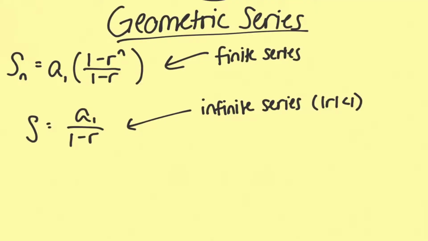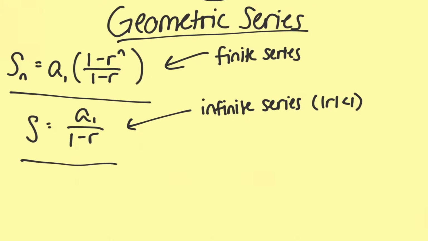When you're solving a geometric series problem, the first thing you need to figure out is if your series is finite or infinite, because we have two different formulas. For a finite series, you want to use this formula. If you have an infinite series, and assuming that the absolute value of your common ratio is less than 1, meaning your r value can be between -1 and 1, you can use the formula where you have the first term divided by 1 minus the common ratio.